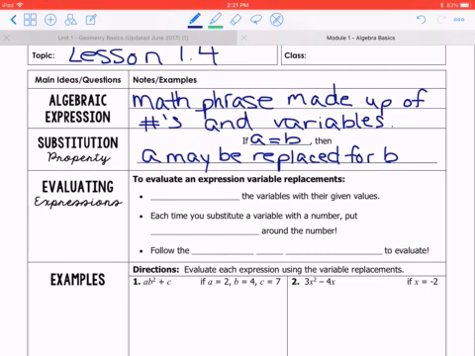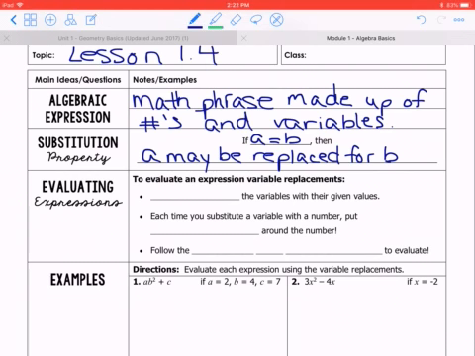Substitution property. Remember, we've started learning about properties. This is a new one. The substitution property says if A equals B, then A may be replaced for B. So think about the word substitute. I'm your teacher, but if I get sick and I am not at school, then you have a substitute teacher who comes in for the day and replaces me. It's the same concept, okay?